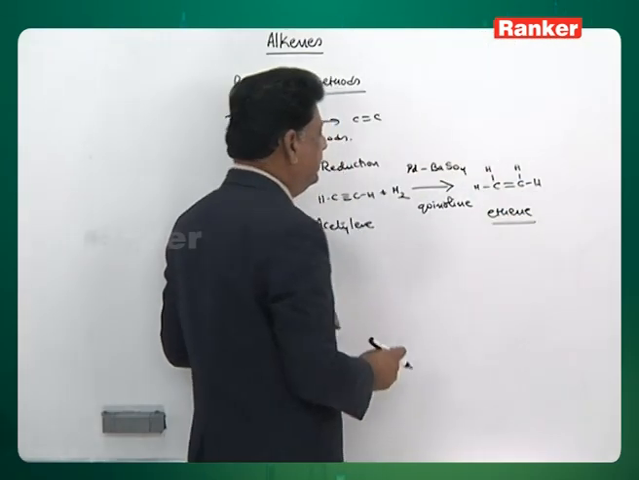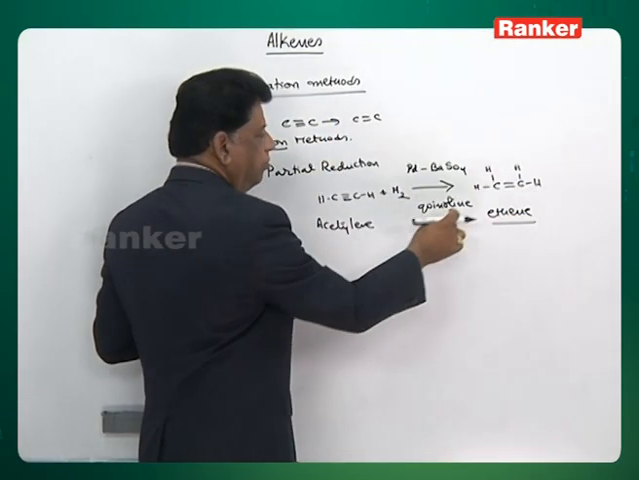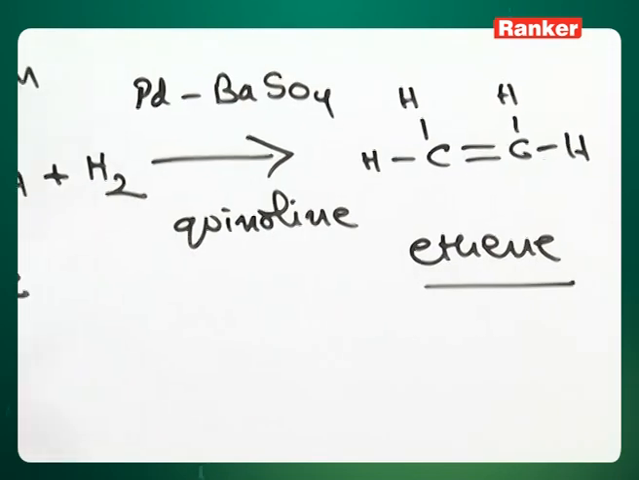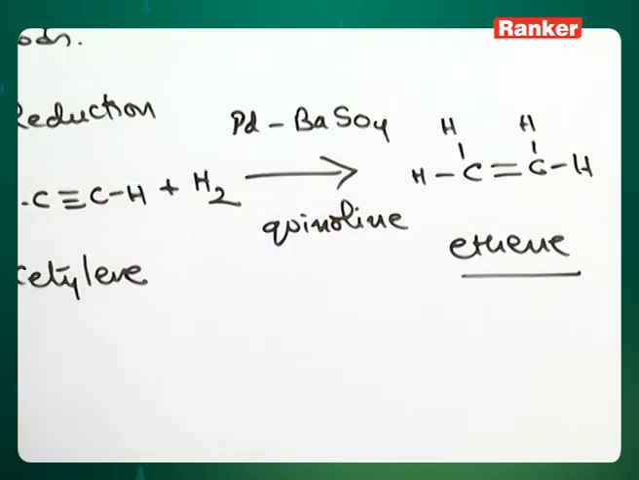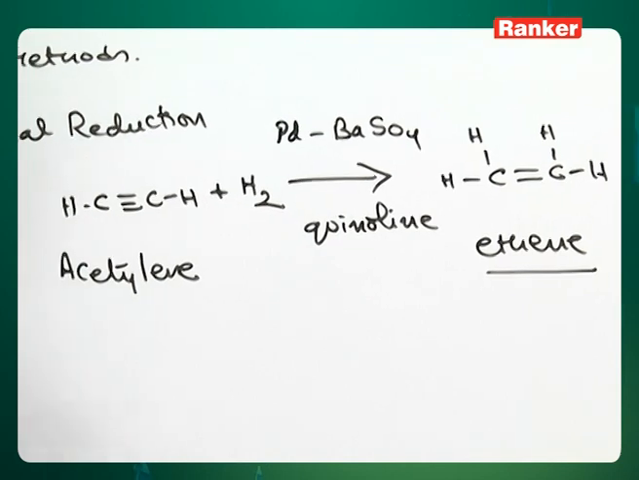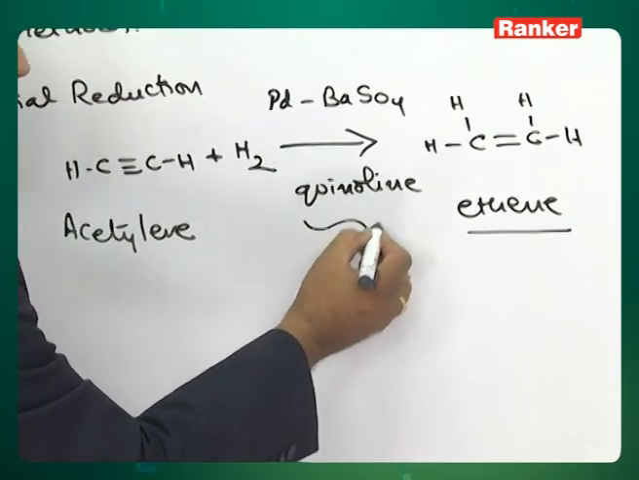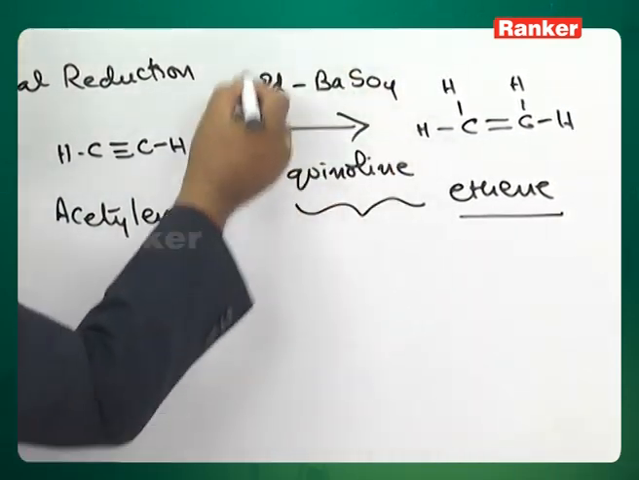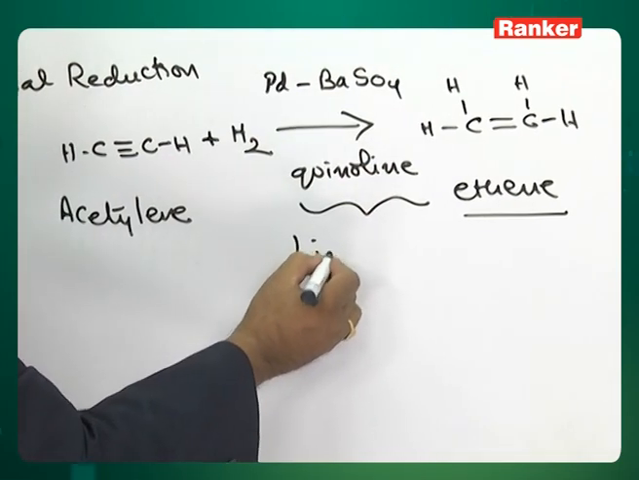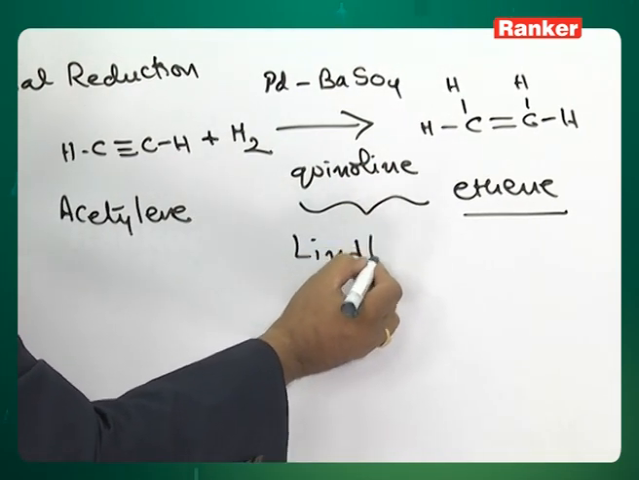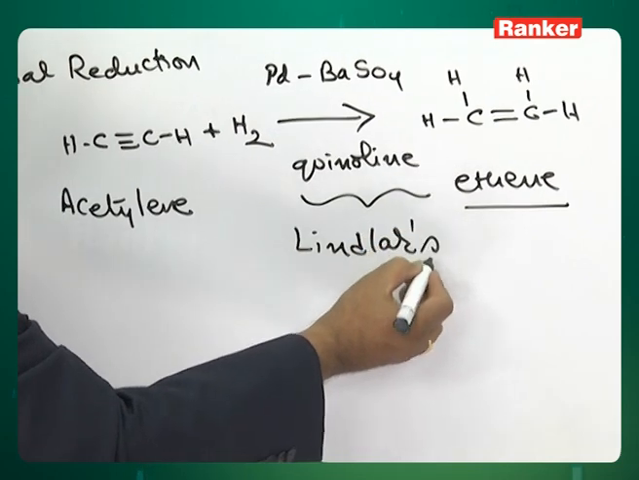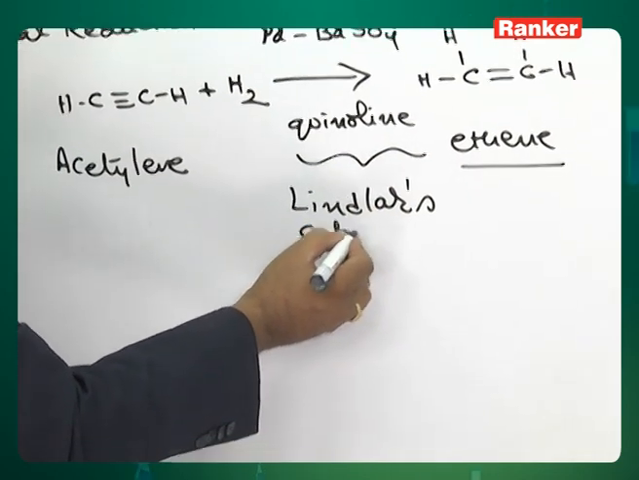So to prepare ethene, what is this particular combination? A catalyst, palladium supported on barium sulfate, in the presence of quinoline. This particular catalyst, using palladium, was introduced by a scientist called Lindlar. Therefore this is also known as Lindlar's catalyst.